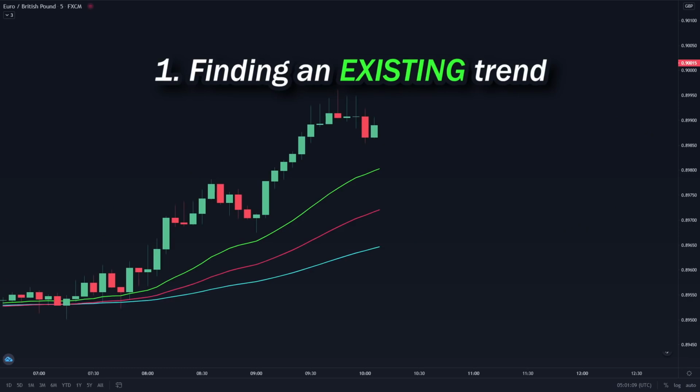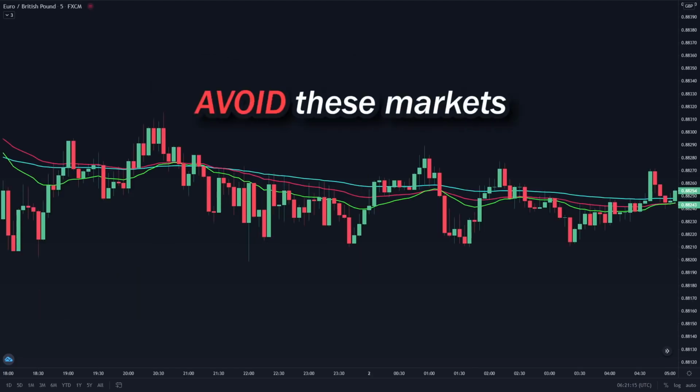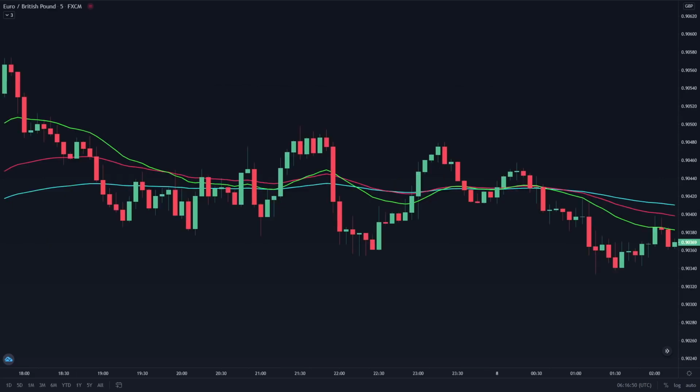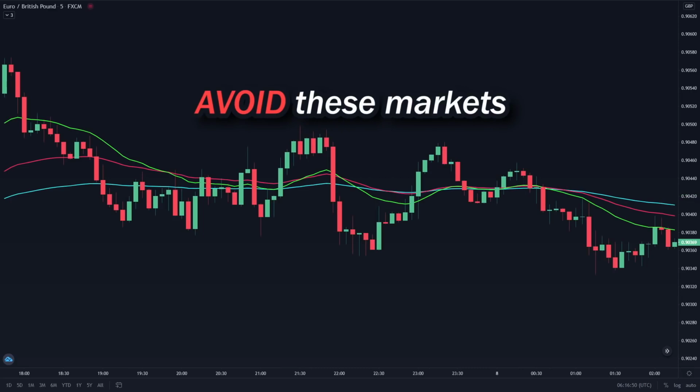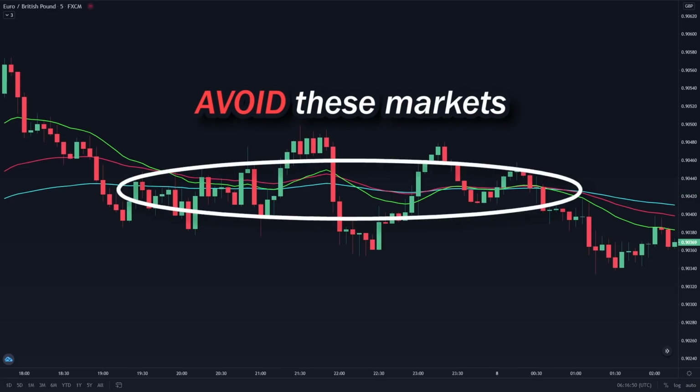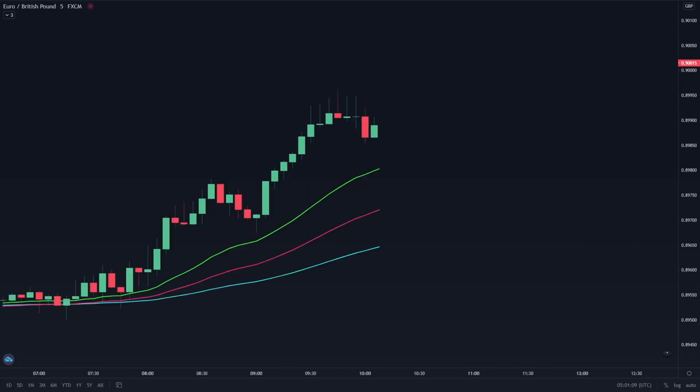The first step is that we want to find an existing trend, and the way that we do that is by looking at the EMAs. All three lines need to be heading in the same direction and are also separated from each other like this. Remember, we don't want ranging markets like this, which can be identified by the EMAs heading sideways. You also want to avoid markets where the lines are crossing each other like this. Remember, we want the three indicators to be in the same direction.